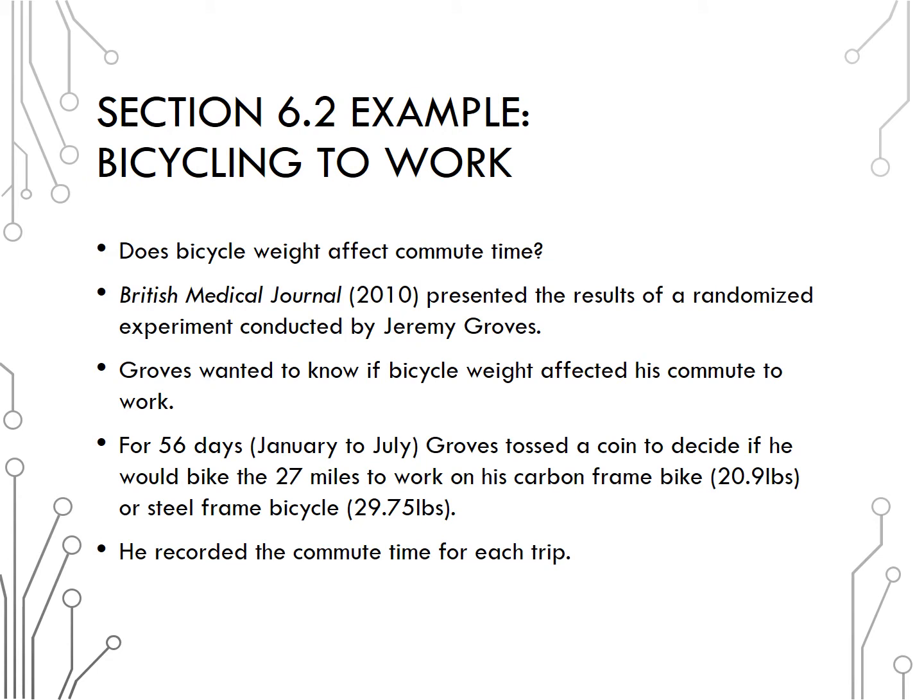Section 6.2 presented an example about bicycling to work and seeing if bicycle weight will affect commute times. An experimenter for 56 days tossed a coin to decide if he would bike the 27 miles to work on his carbon frame bike, which was lighter than the steel frame bike. For each trip, he recorded his commute time.